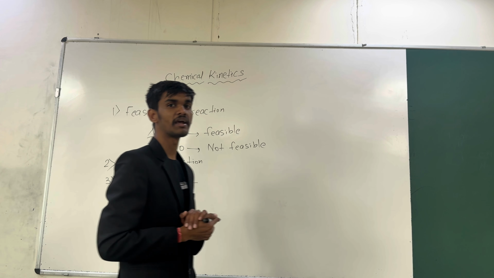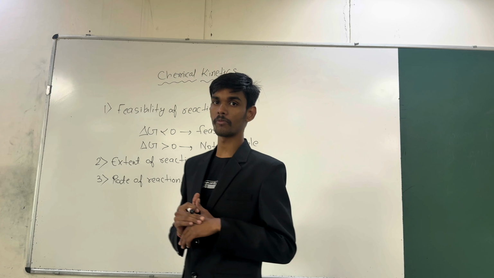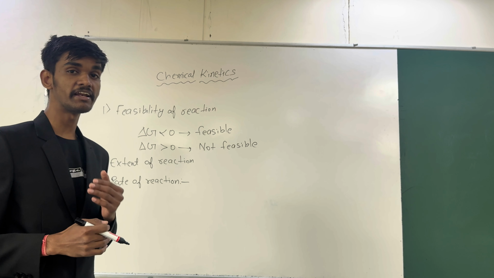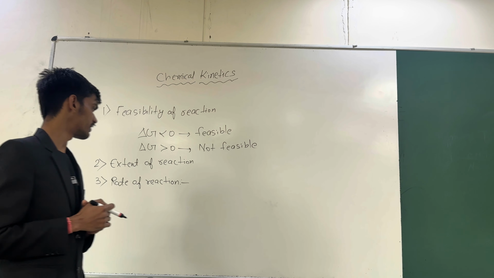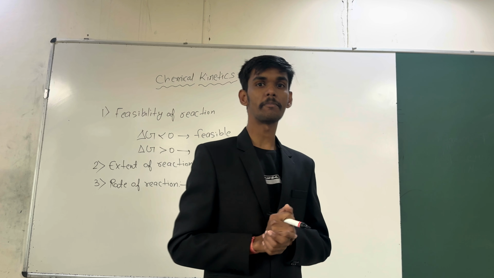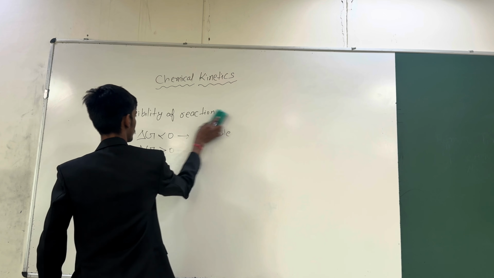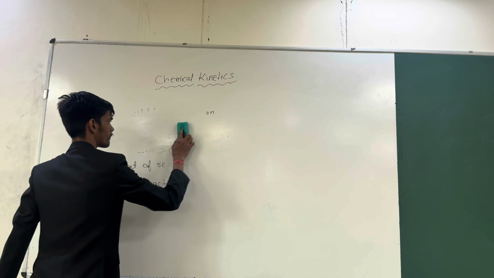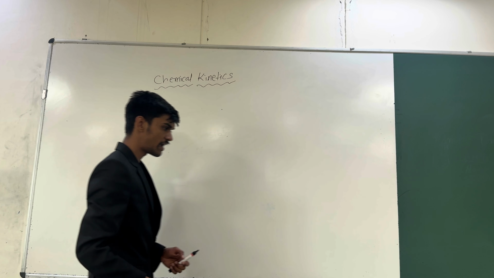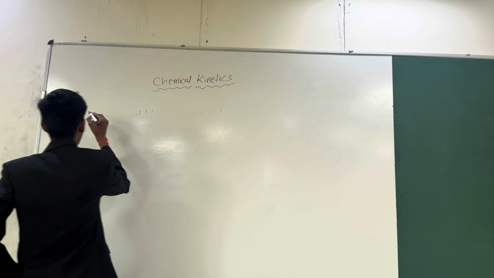So basically, chemical kinetics is a branch of chemistry that involves the study of rate of reaction, factors affecting the rate of reaction, and the mechanism involved in the rate of reaction. So we will understand the types of reactions on the basis of rate. There are three types of reaction on the basis of rate. First one is very fast reaction.